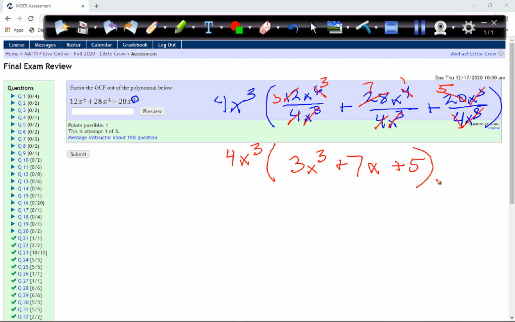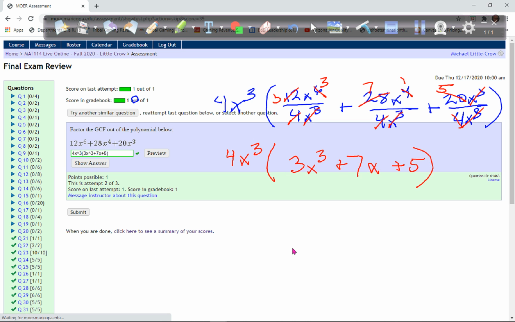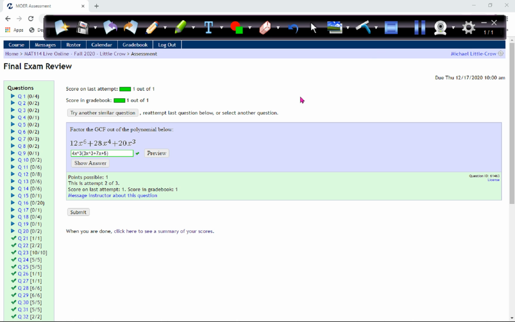We factored out the greatest common factor, GCF, 4x to the third, times 3x to the third plus 7x plus 5. Okay. Submit it. It's all good. And we'll take a little break there.